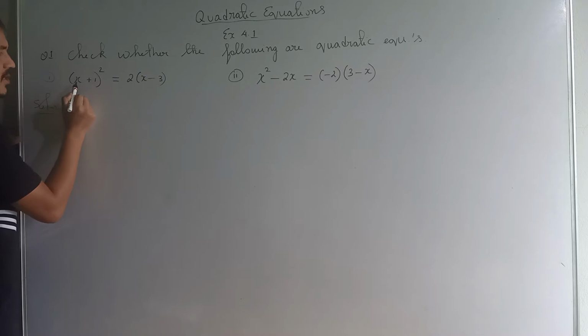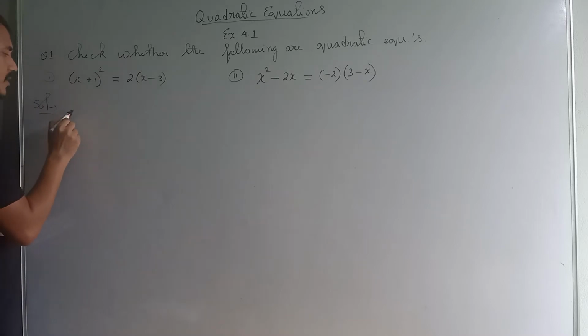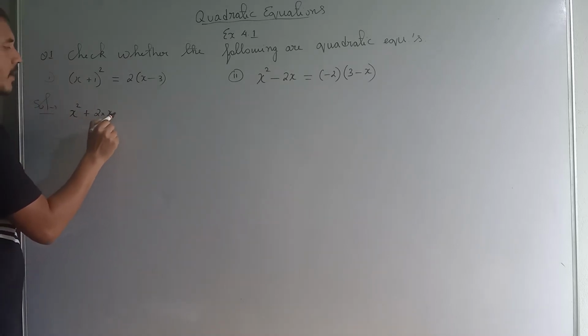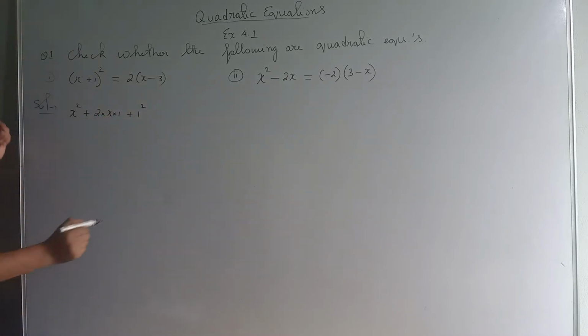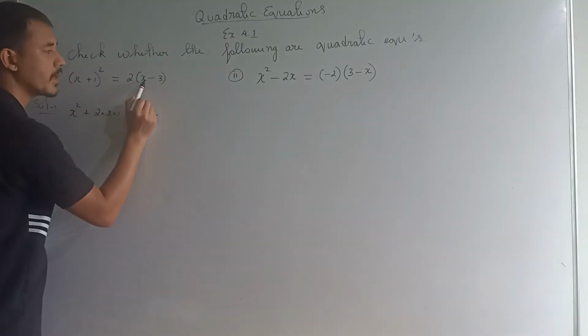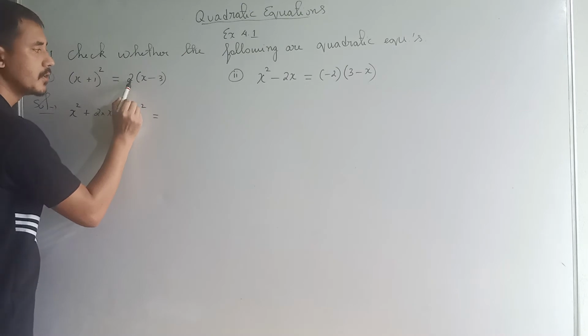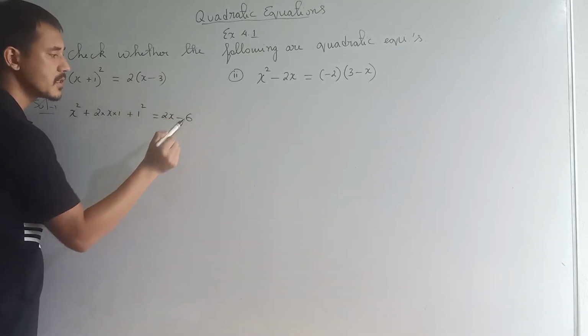Now this first question is of the form, here on the left side we have (x plus 1) whole squared, which is of the form (a plus b) whole squared. And the identity of (a plus b) whole squared is a squared plus twice ab plus b squared, right? Okay. On the right side, we are going to multiply both of these terms by 2. 2 into x is 2x, minus 2 times 3 is 6.